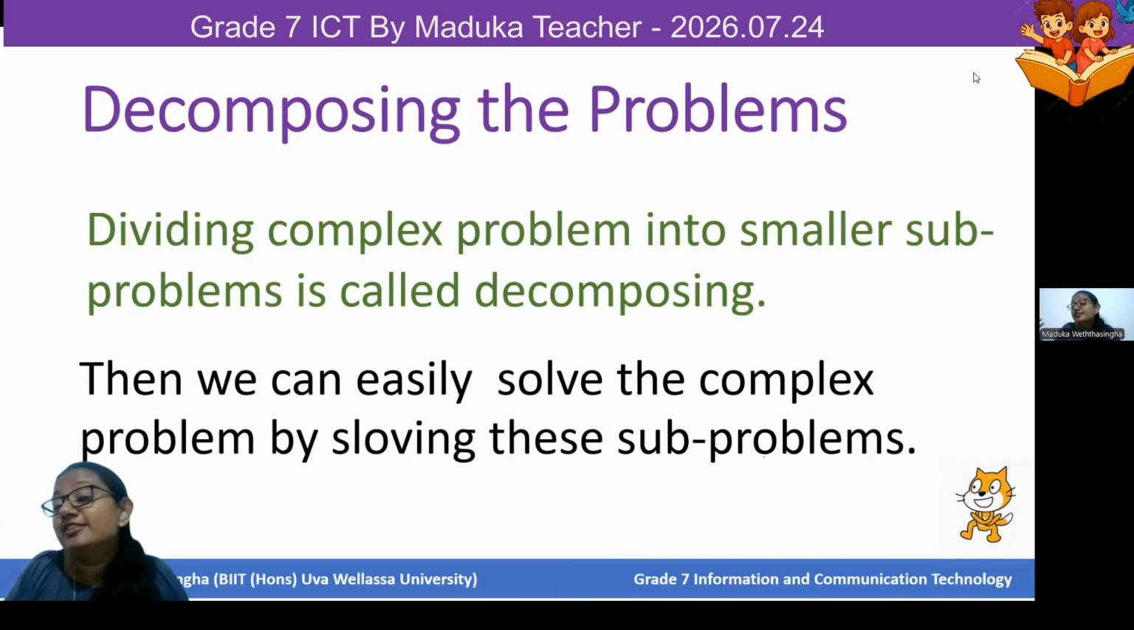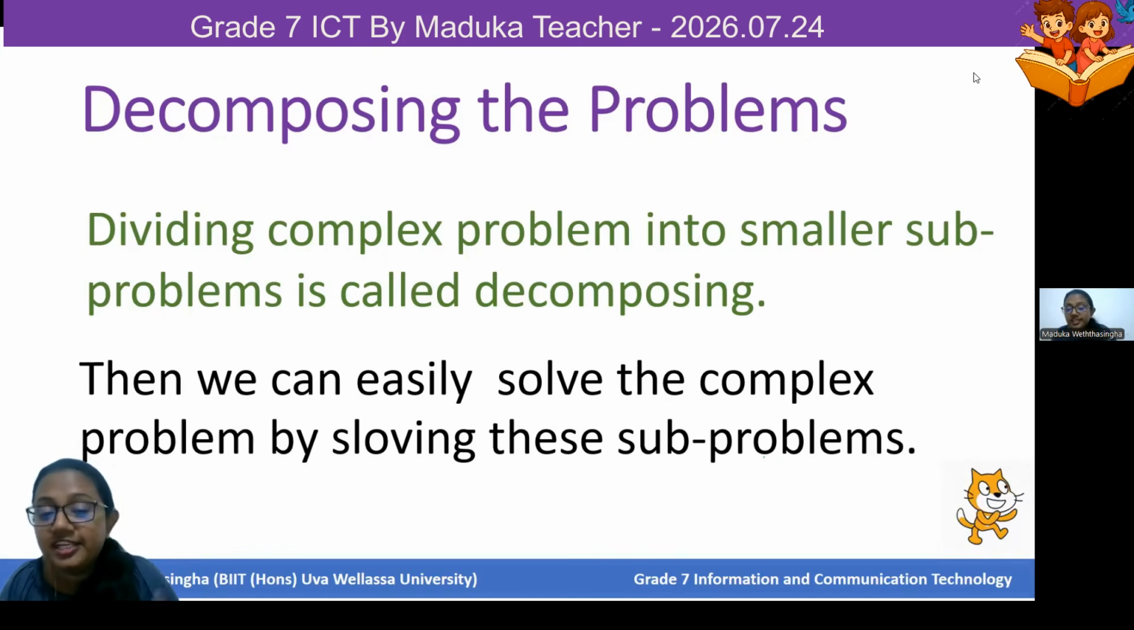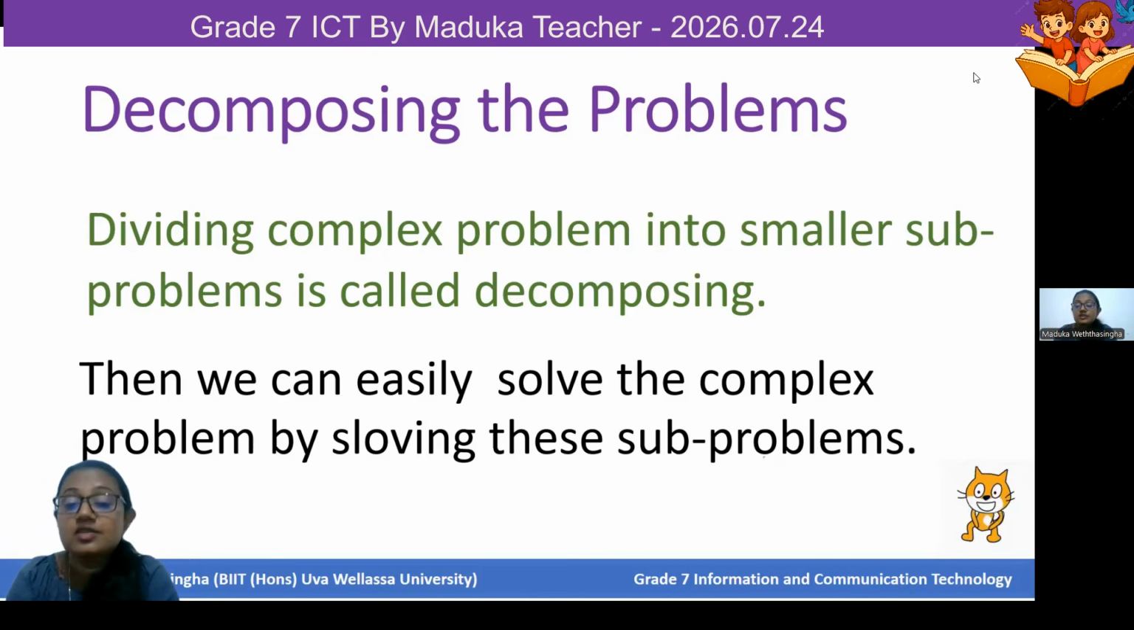Finally, without our knowing, we solve the complex problem. Finally, we prepared a cup of tea. That's why we say decomposing a problem is very important to solve any problem. Right. In your tute, you can see this definition. Dividing complex problem into smaller subproblems is called decomposing. Then we can easily solve the complex problem by solving these subproblems.